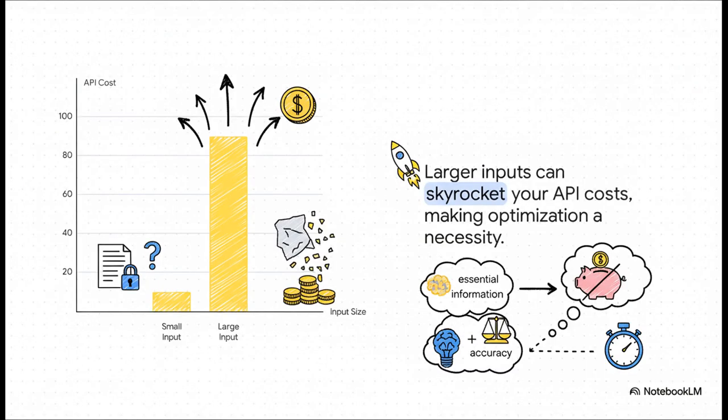A small, focused input? Yeah, the cost is pretty manageable. But the moment you start feeding the model whole documents or really long conversations, whoosh, that cost bar just shoots through the roof. This is why figuring out how to optimize your input isn't just a nice-to-have, it's an absolute necessity if you want to build anything that scales.